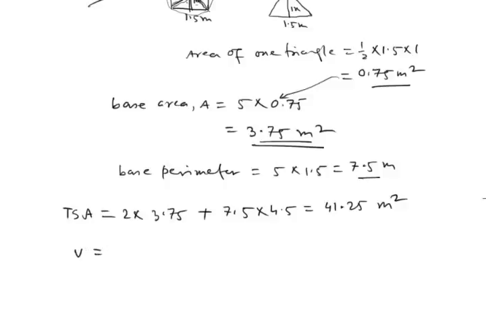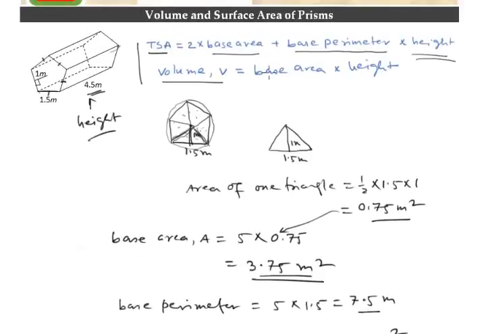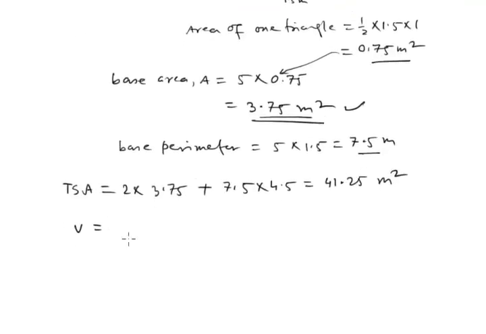And the volume is base area times height. So volume is base area, which is 3.75, and height we got 4.5. If we multiply them, the volume will be 16.875 meter cube.